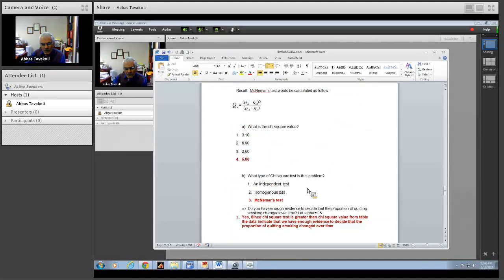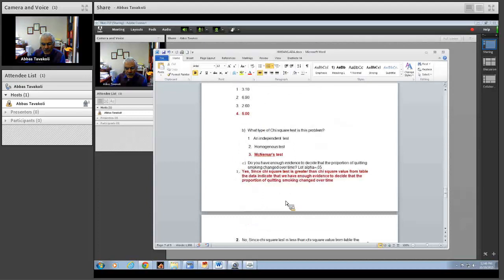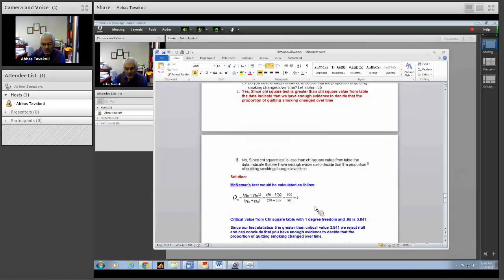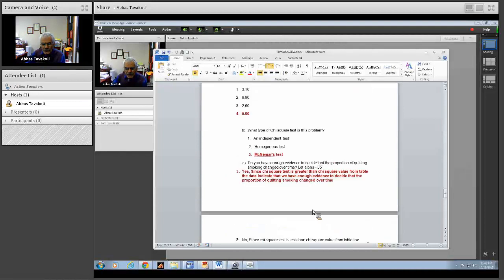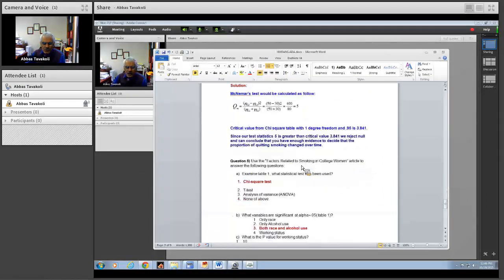Again, what type of chi-square test is it? McNemar. And again, you compare that to 1 degree of freedom at 0.95, you reject, and the answer is yes, the chi-square is greater than the critical value, and there is enough evidence to conclude the proportion quitting smoking changed over time.